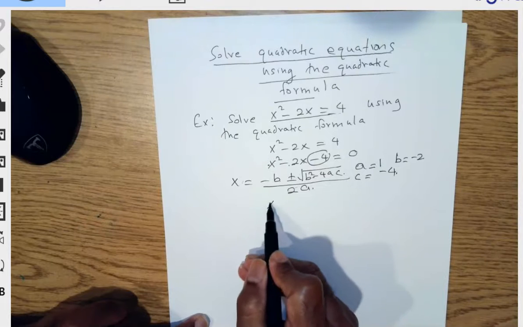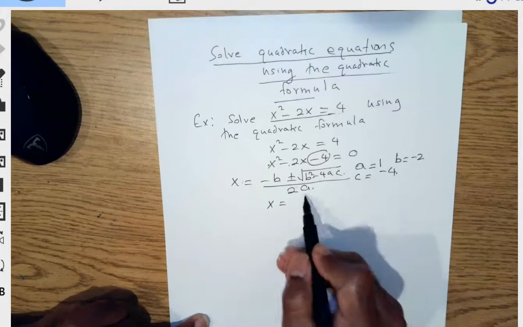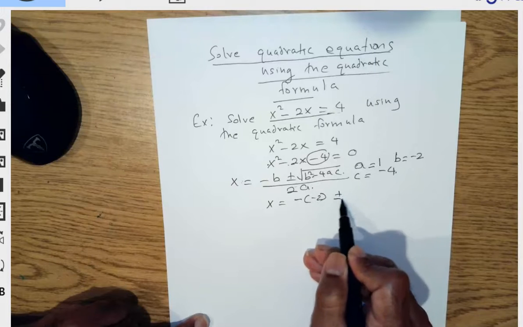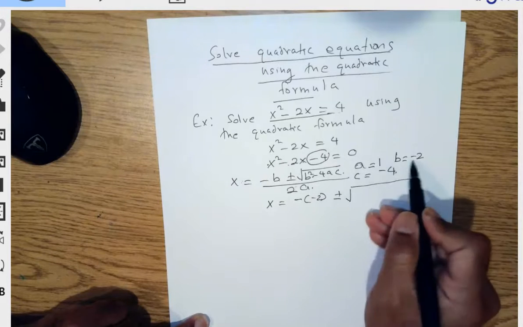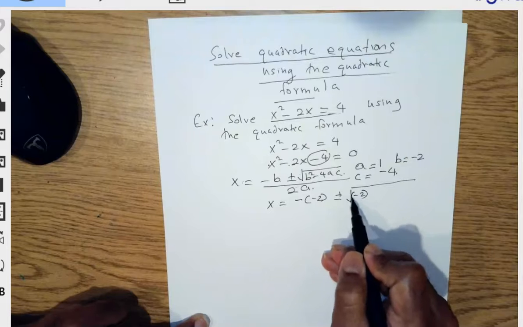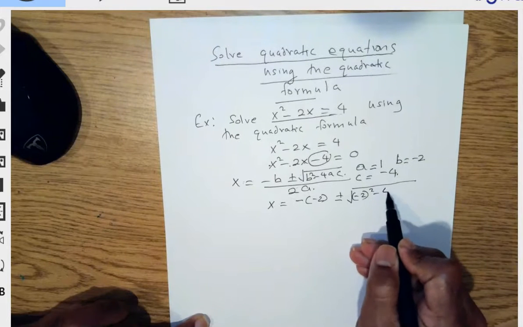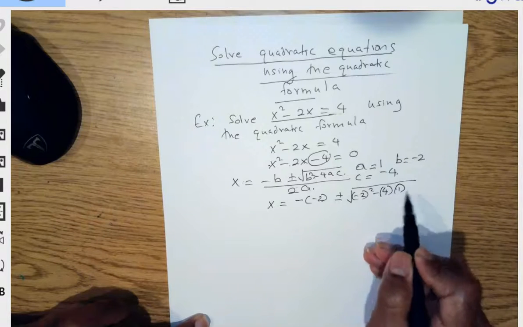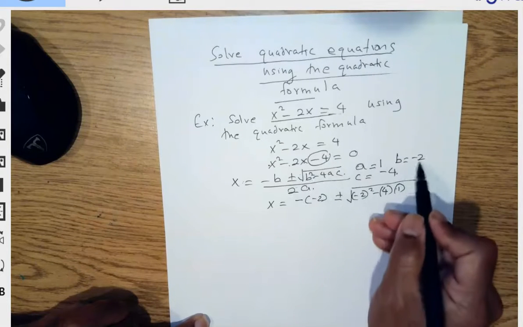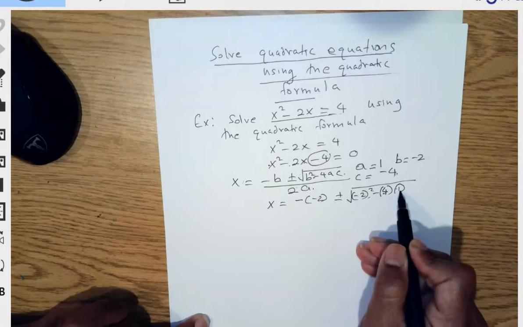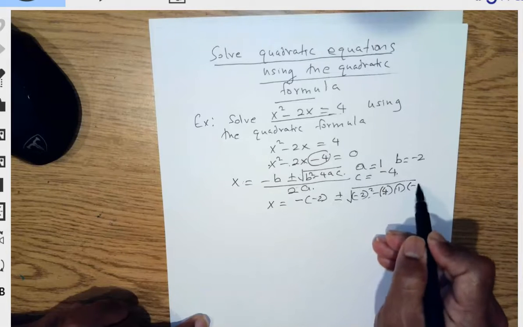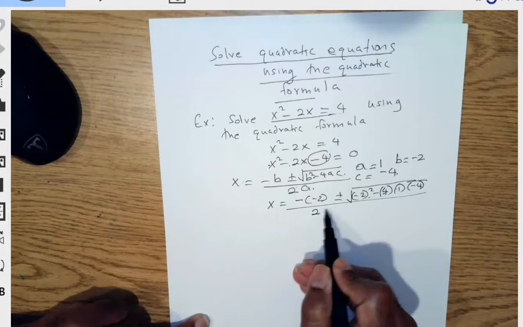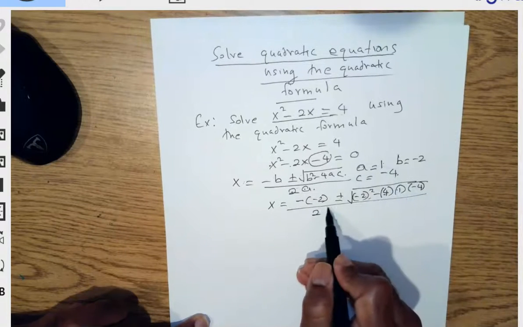And now it's a matter of plugging it in. x equals negative b, which is what? Negative of negative 2, plus or minus the square root of b squared, which is negative 2 squared, minus 4 times a, which is 1. What is c? c is negative 4, divided by 2 times a, which is 2 times 1.